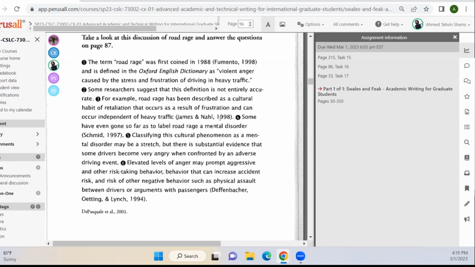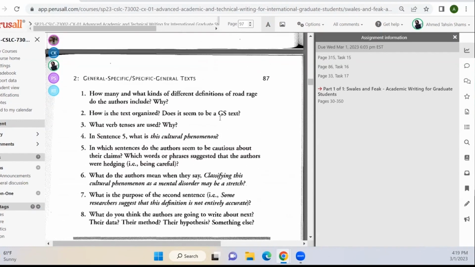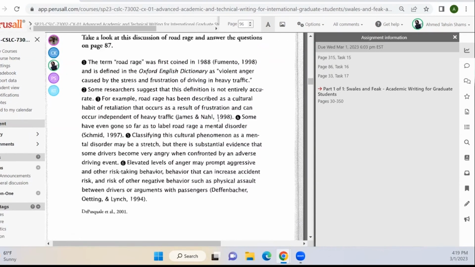Okay, maybe the question is also in the book. The question is, question number 3. So in the next page, we have all the questions and we are not actually responding to all the questions. We'll just focus on question number 3. What verb tenses are used and why? The tense you can see. Now, why that tense is used, that's the discussion. And we'll do it in groups. You can join them, I guess. That would be good.